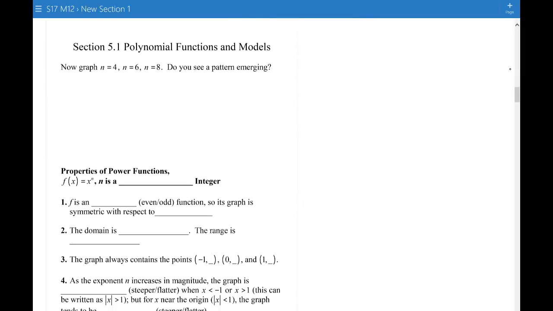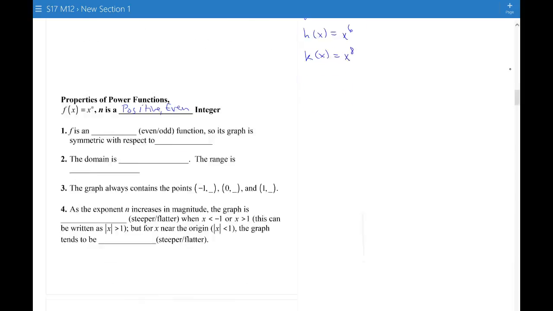So now we're going to graph n equals 4 and n equals 6 and n equals 8. So we're going to start with f of x equals ax squared. Let's just start with plain x squared. Then let's do g of x is x to the 4th. H of x is x to the 6th. And k of x is x to the 8th. And we'll look at those and see what we notice and fill in these properties of a power function. So they're going to be different for even and odd. So these are the properties of power functions, x to the n, if n is a positive even integer. Okay, and we'll see what we notice about the graph.